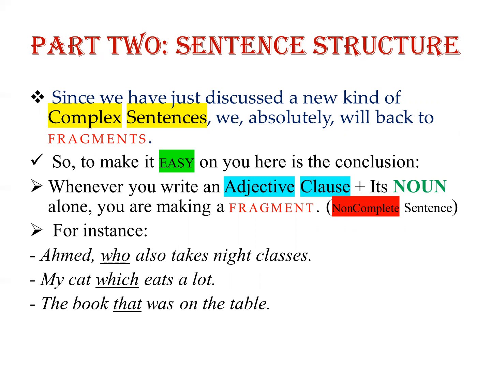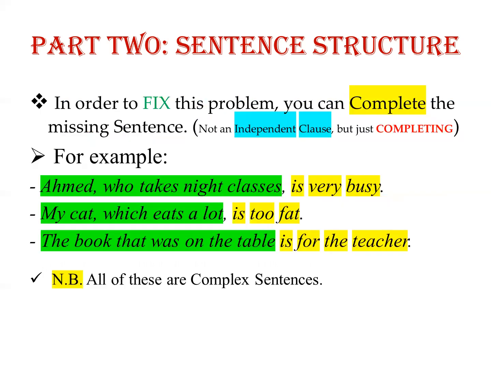So Ahmad, who also takes night classes, we have a noun, and the dependent clause is the clause that starts with who, which, and that: who also takes night classes. This is the dependent clause, but before it, it is just the noun. We don't care about it. So here, Ahmed, who takes night classes, is very busy.